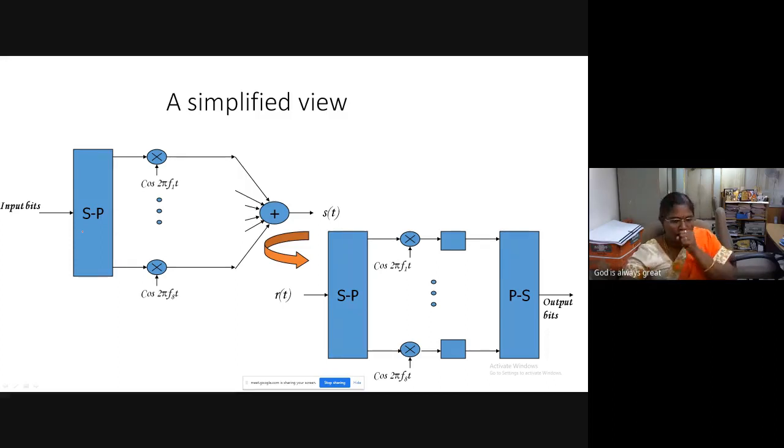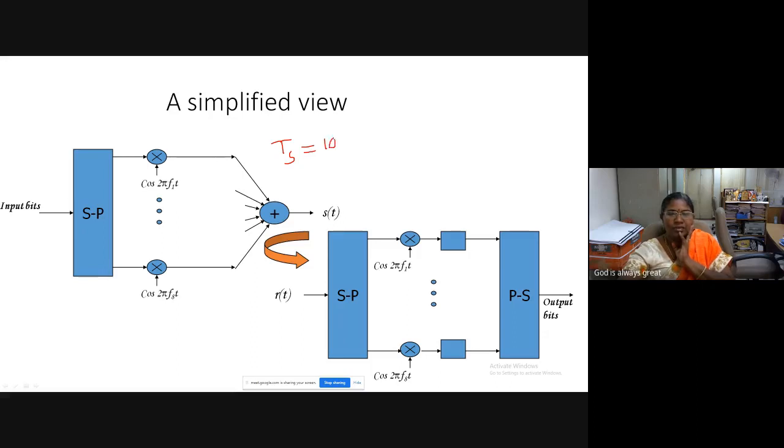In order that the symbol time is 10 times greater than the delay spread value. Symbol time Ts is at least 10 times greater than your sigma tau. This is a thumb rule.